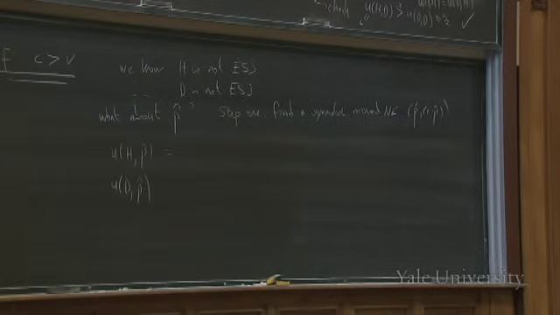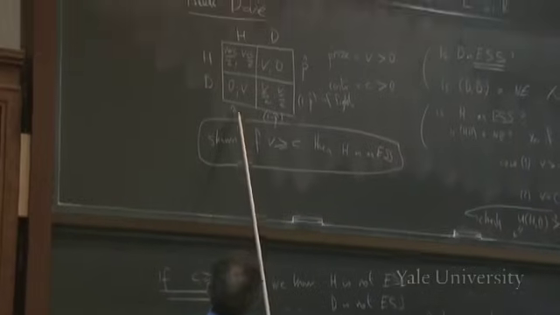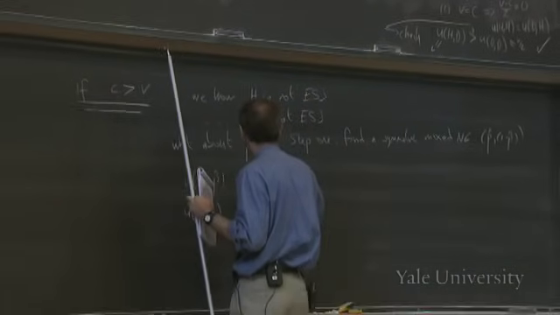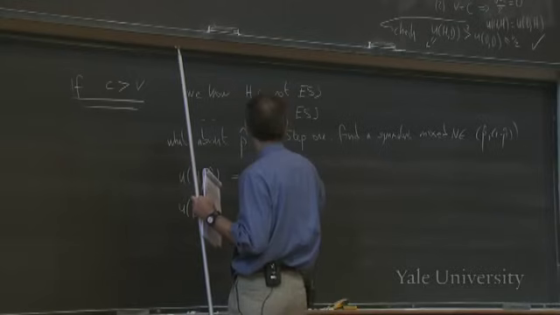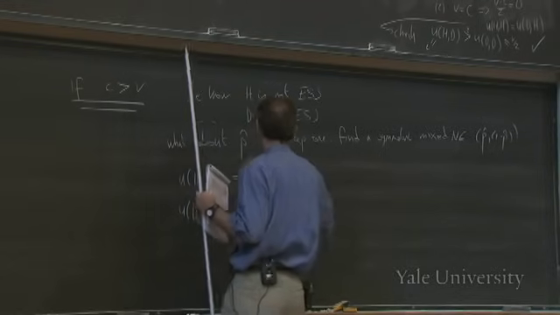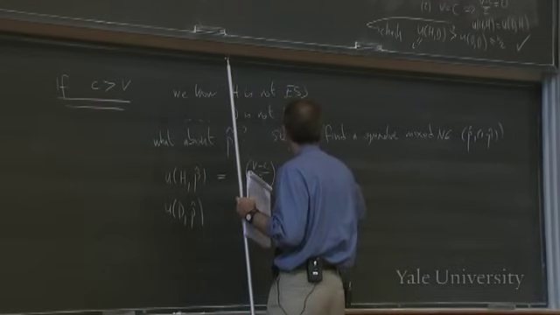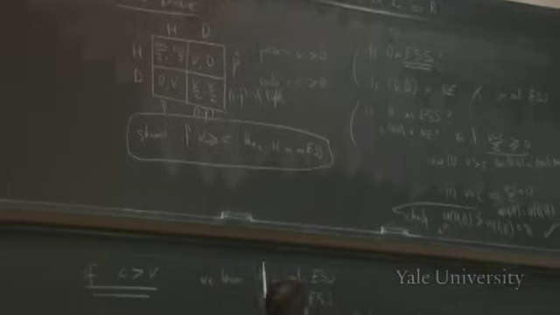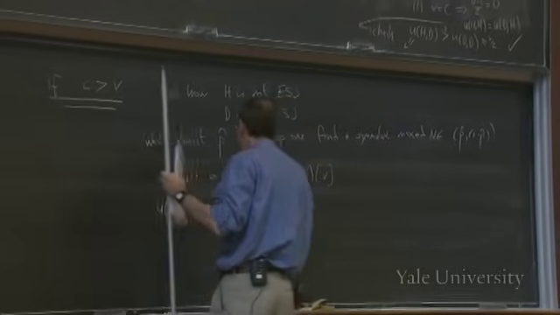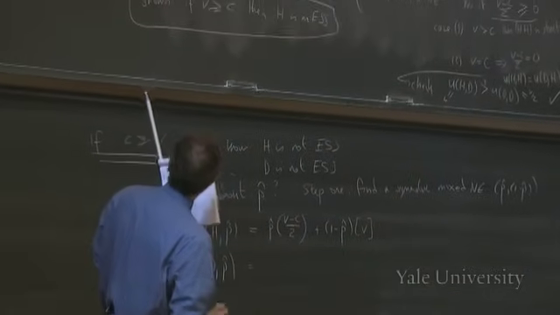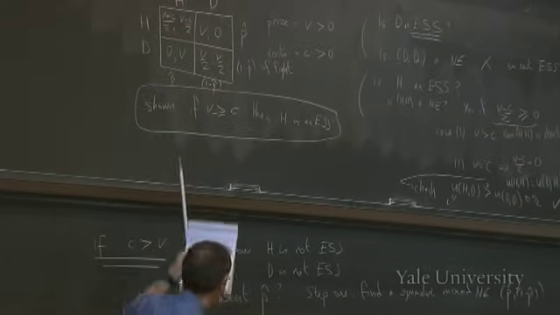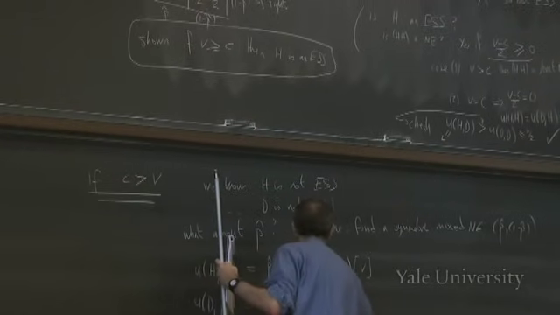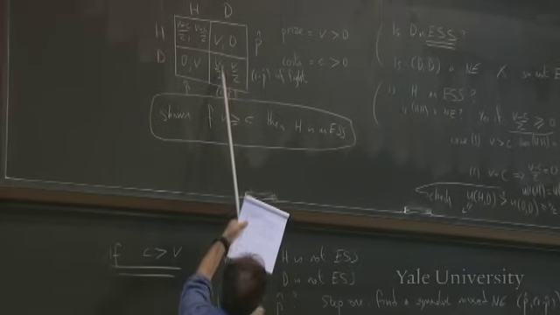Let's use our pointer. Hawk, p hat of the time, will meet another hawk and get this payoff, v minus c over 2. And 1 minus p hat of the time, they'll meet a dove and get a payoff of v. And Dove, against this same mix, p hat of the time will meet a hawk and get nothing. And 1 minus p hat of the time, they'll meet another dove and get v over 2.